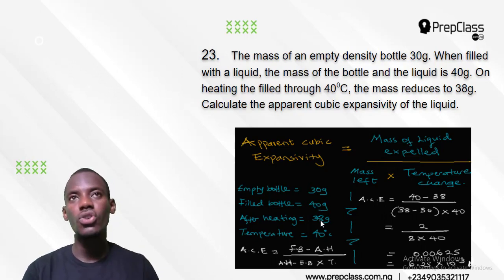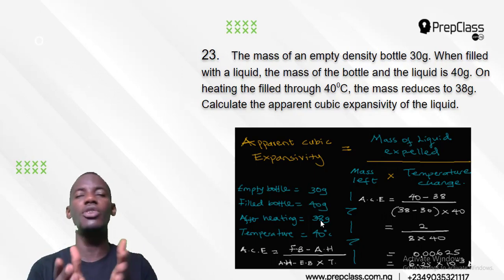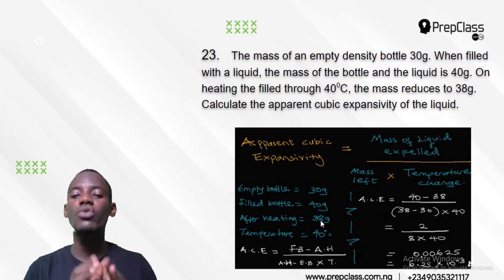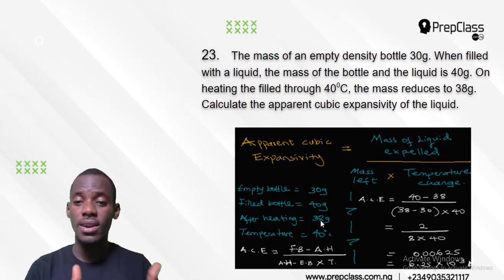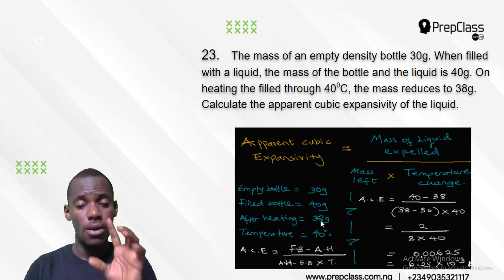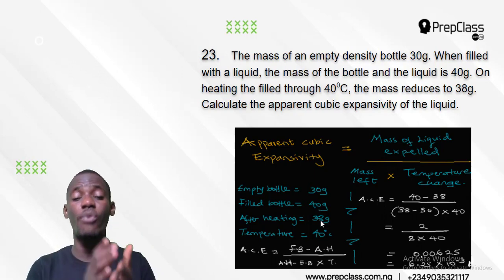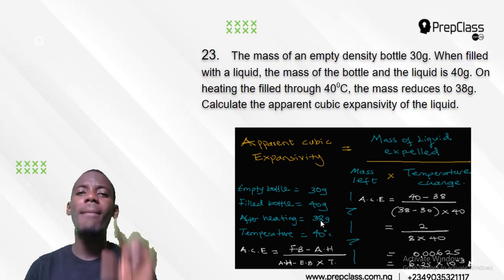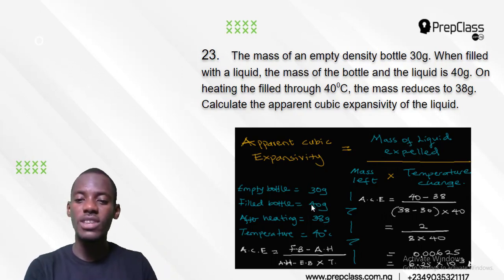So you have an empty bottle and you weigh it, okay? Then you fill the bottle and it weighs 40, but the empty bottle is 30. Now when you finally heat the water in the bottle to 40 degrees Celsius, the mass of the water and bottle left is 38. Now what is the mass of the water that was gone? That means the full bottle minus the mass of the bottle after heating, and that is the mass of the liquid expelled, divided by the mass left.